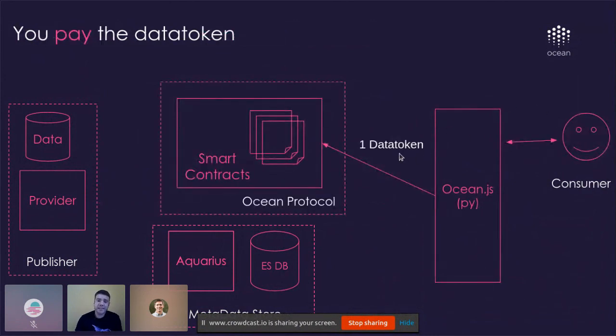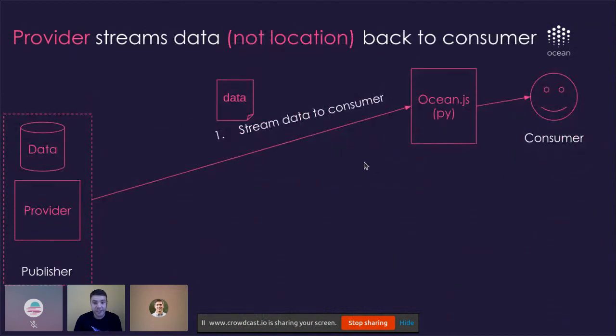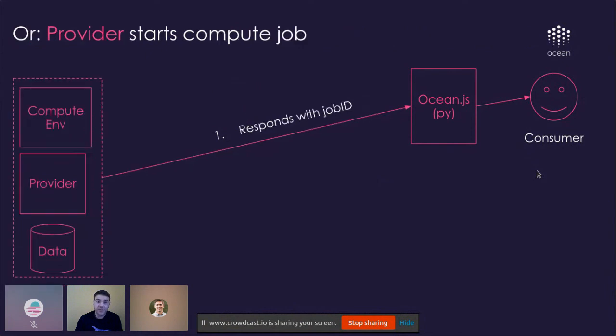They will then send the data token to the smart contract, and our provider makes a check with the smart contract that that data token has been sent. Assuming that's all okay, the data is then streamed directly to the consumer. It's important to recognize that the location of the data is never actually revealed directly to the consumer. The data itself is transferred directly, so they don't actually receive the URL where the data is stored.